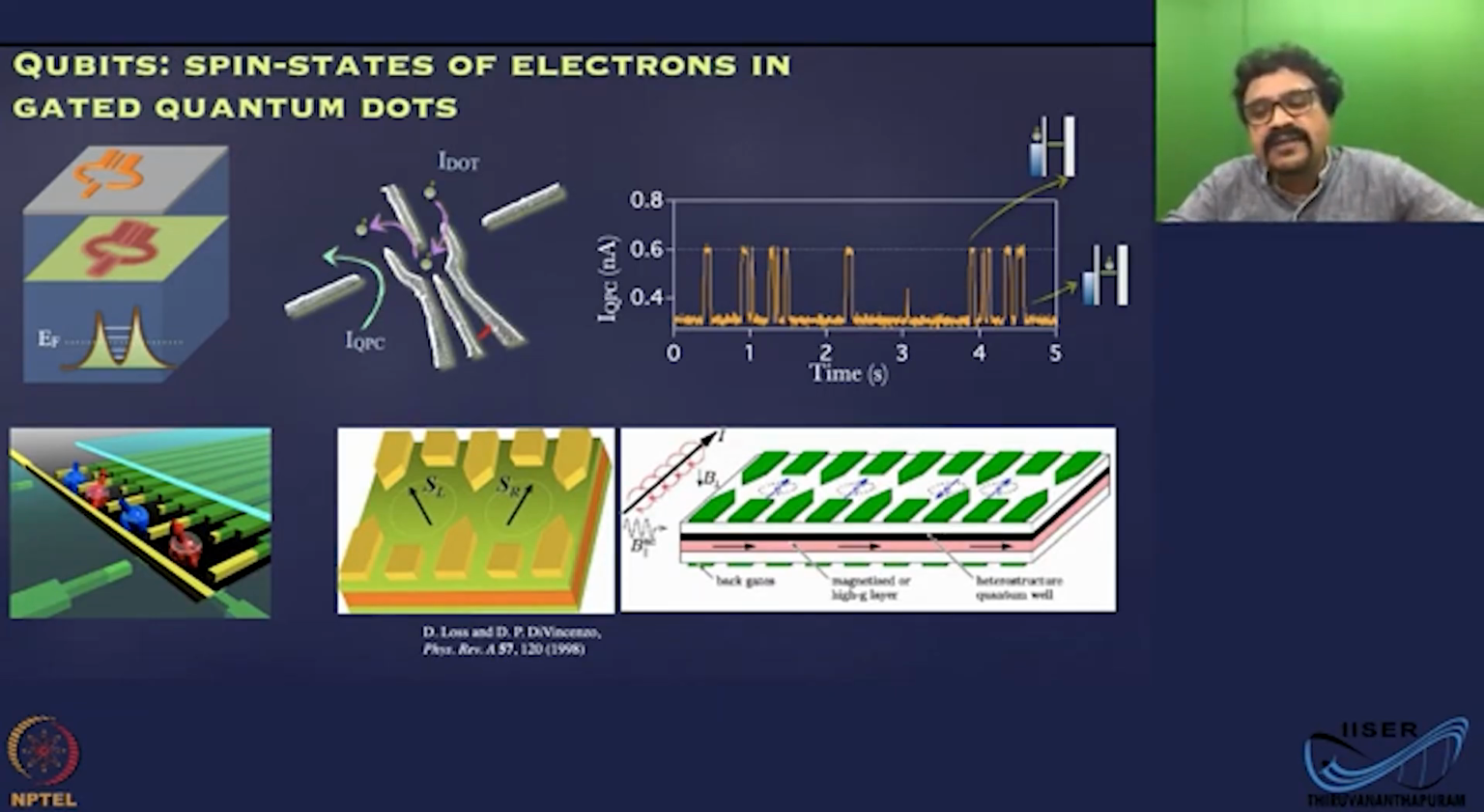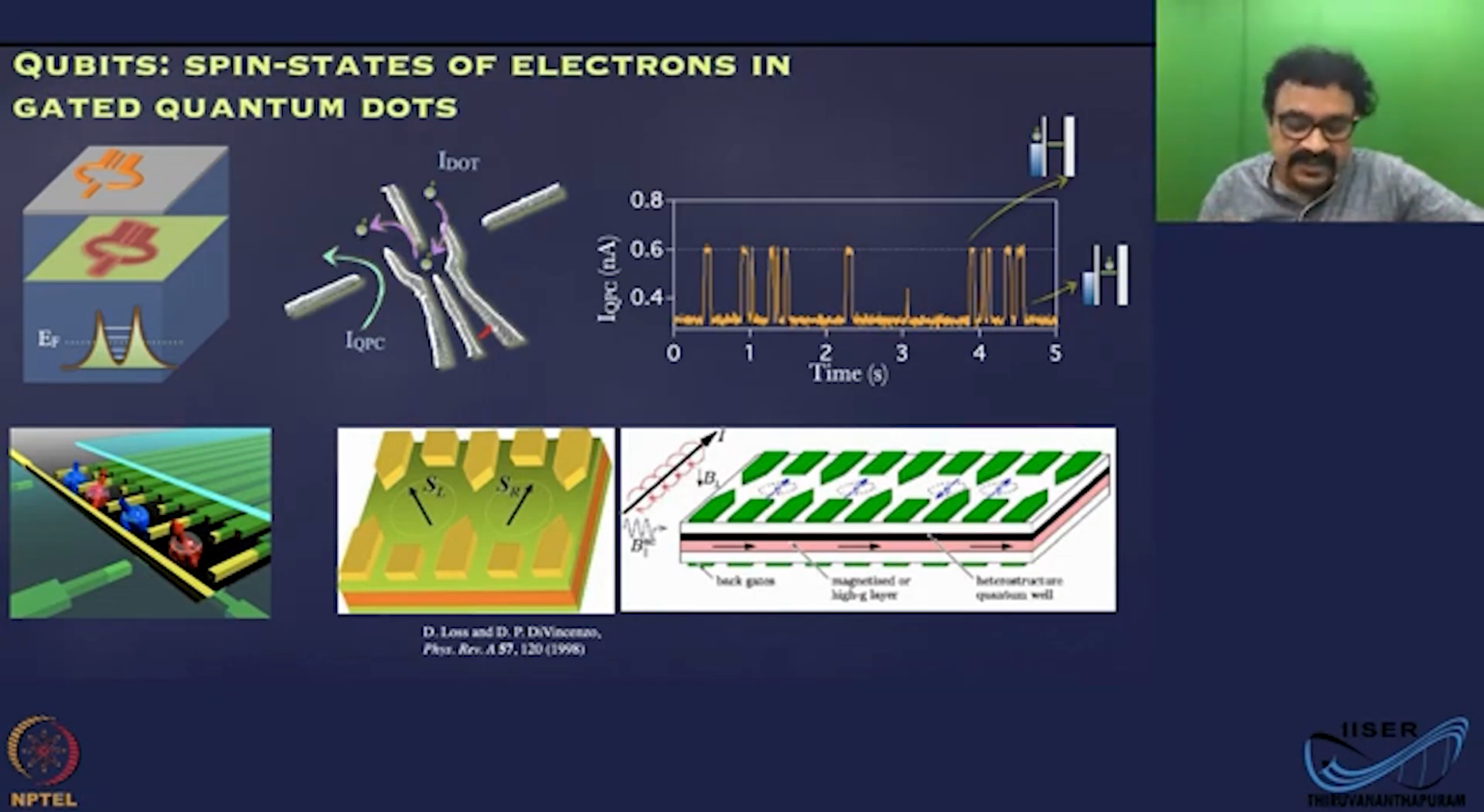Now, if you look at the DiVincenzo criteria for practical implementation of a quantum computer, which we have discussed in one of the previous lectures, you need to initialize the state. You should be able to address each of these bits. You should be able to read out the state, and long decoherence time. These are the main criteria.